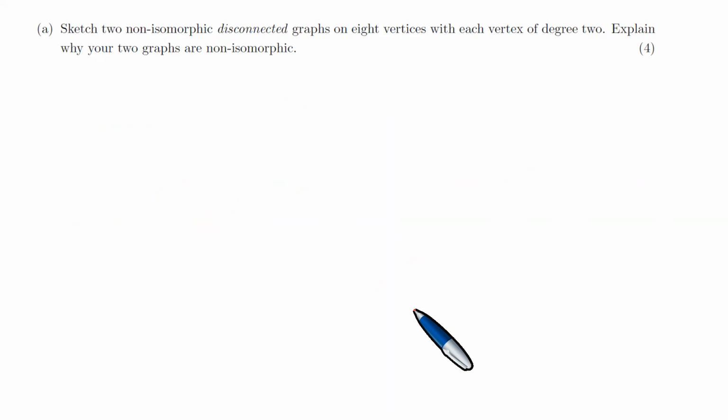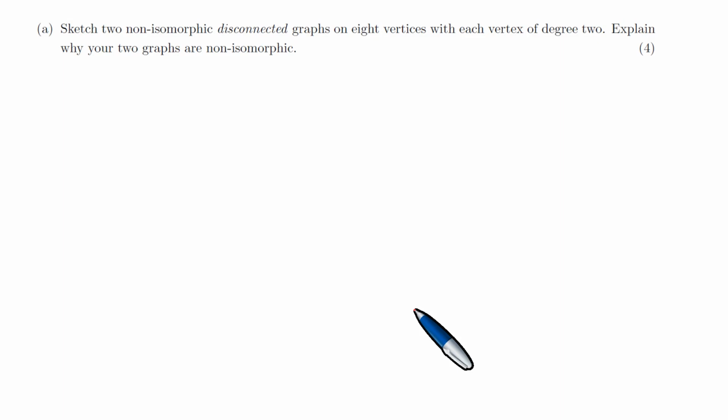Let's look at some more examples. Let's sketch again. You must be able to sketch two non-isomorphic disconnected graphs on 8 vertices, with each vertex of degree 2, and explain why your two graphs are non-isomorphic. How do we answer this question? We have learned a lot, and we understand how to construct a graph, that graphs are constructible when the sum of the degrees is an even number, and we can write it as two times the size of the graph.